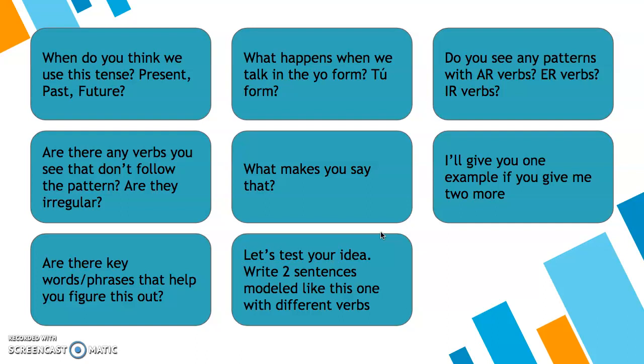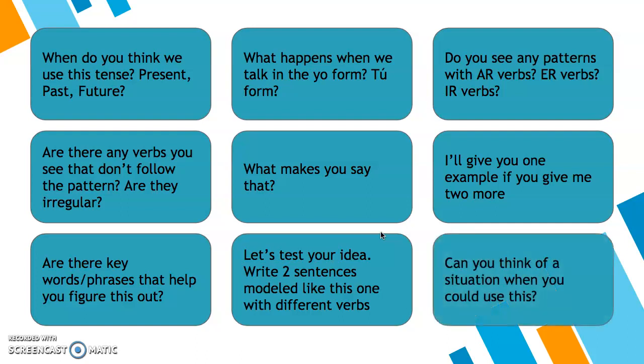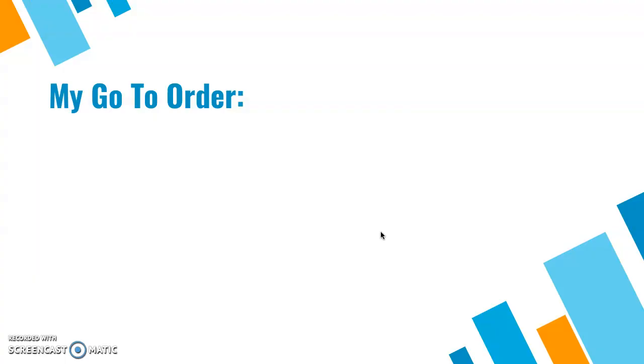All right. I want you to write 2 sentences modeled just like this one here, and I want you to pick some different verbs, right? Like, give me some other AR verbs that you could use to make this work. Do you think that your hypothesis is correct? Can you think of a situation when we could use this tense, right? Especially things like subjunctive, it's mostly opinion-based, right? So they'll start to put together, well, all these are opinions. Future tense, well, this is when we talk about things that are going to happen or will happen. So I'll always try to bring that communication back into it.